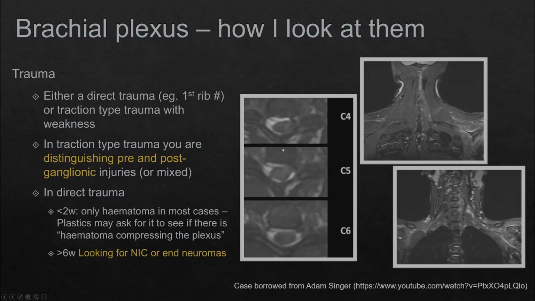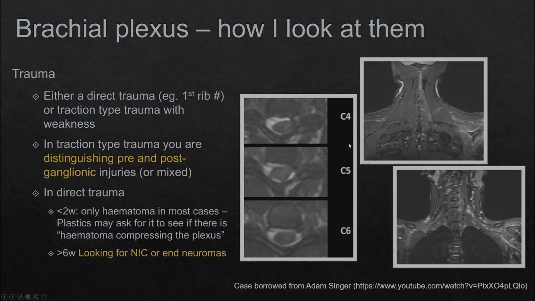In trauma, we are talking either about direct trauma, i.e. in the context of first rib fracture, or arm traction type trauma with weakness. And what the surgeons want to know from us is a distinguishing of pre- and post-ganglionic injury, or whether the injury is mixed, as in traction trauma.